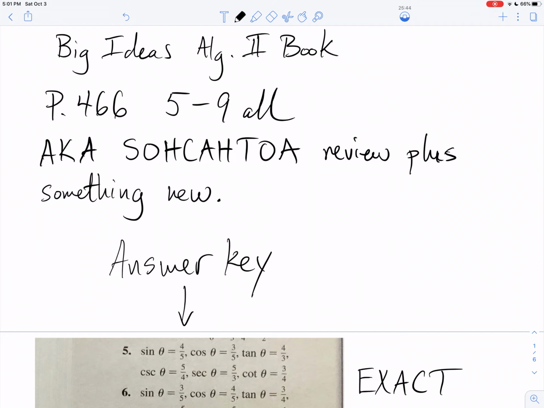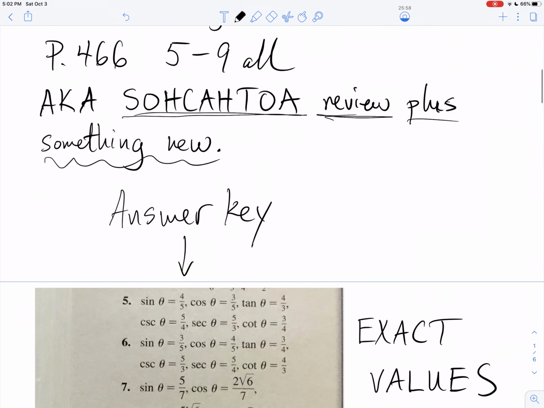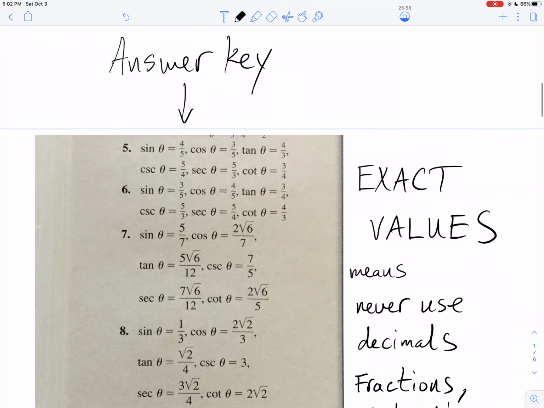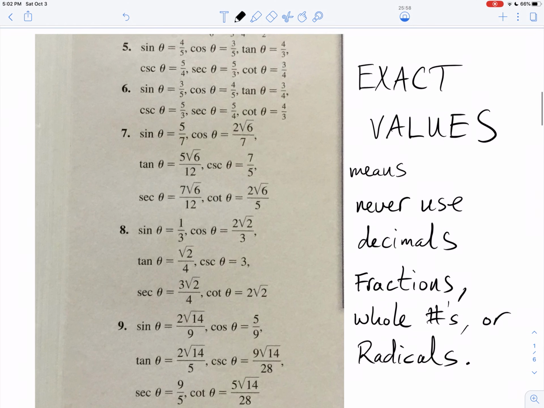So the assignment is evaluating trig functions, aka the SOHCAHTOA review, plus something new, and that's the reciprocal functions too. My rhymes are fresh, as if you didn't know. Anyway, I'll stop. That was really bad.